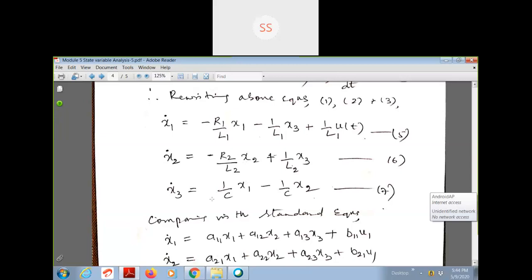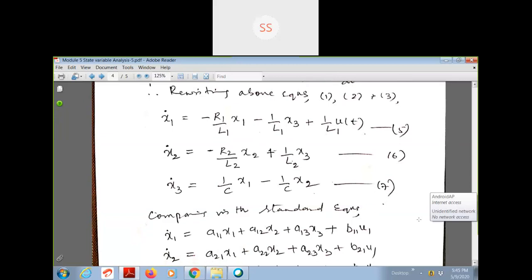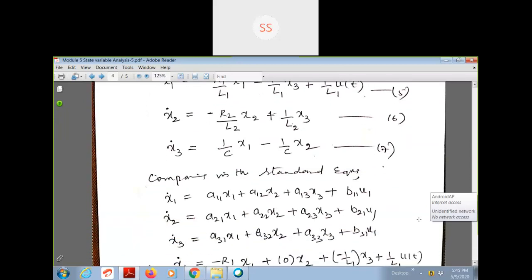Similarly, the third equation, x3 dot equal to 1 by c x1 minus 1 by c x2, replacing all the state variables. Now we are ready with equations 5, 6 and 7. Now these equations have to be compared with the standard equations. To write the standard equation, how many equations do we have to write? 3, because there are 3 state variables.